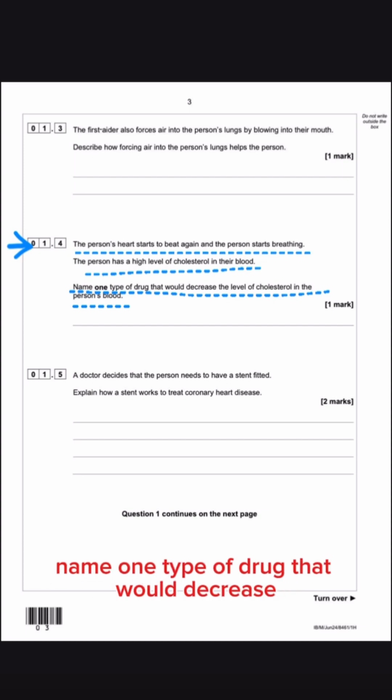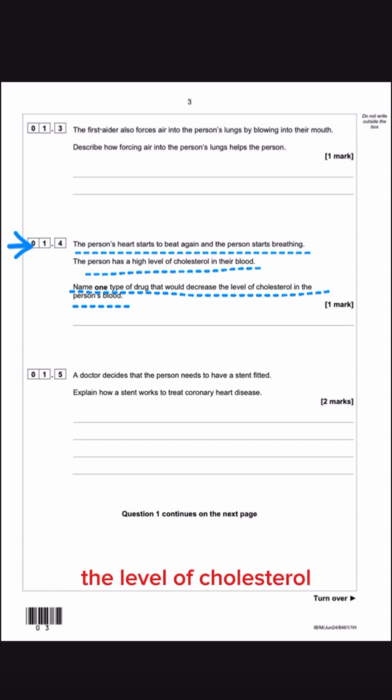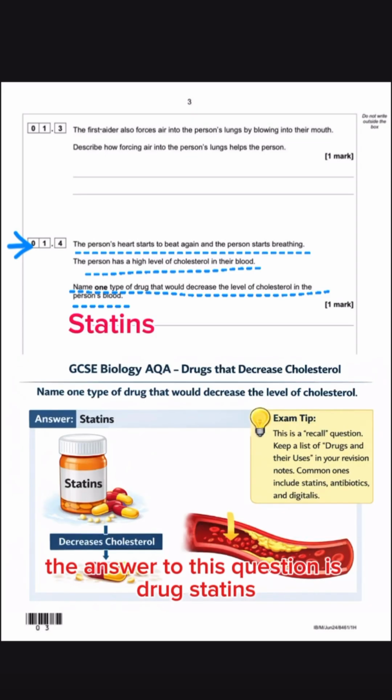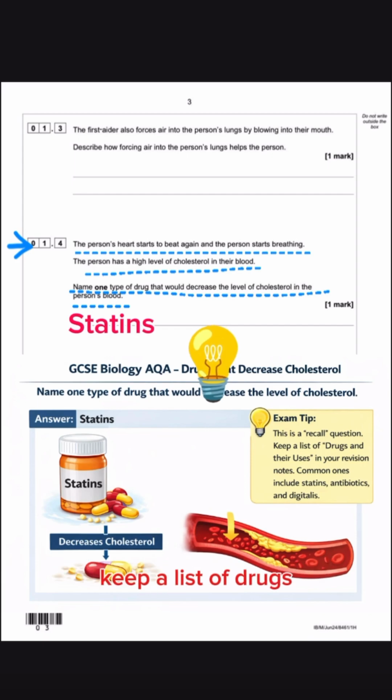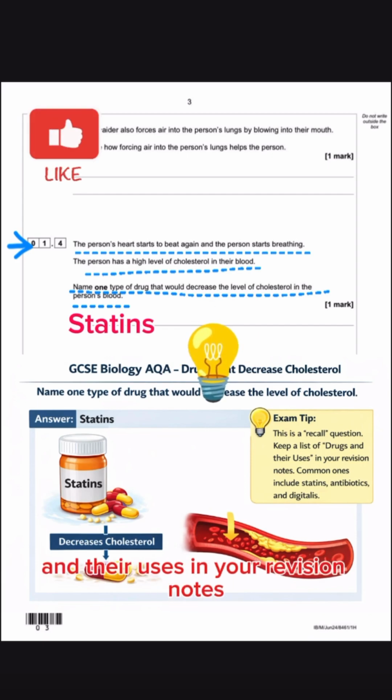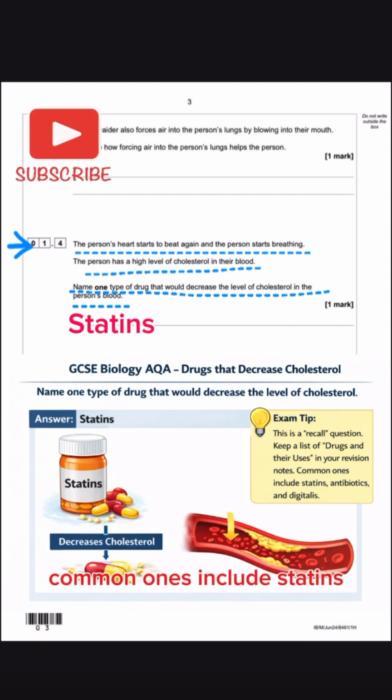Let's move on to the next part, 1.4, and the question asks you to name one type of drug that would decrease the level of cholesterol. The answer to this question is statins. Now, exam tip: this is a recall question. Keep a list of drugs and their uses in your revision notes. Common ones include statins, antibiotics, and digitalis.